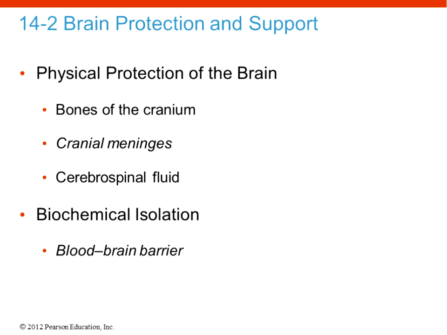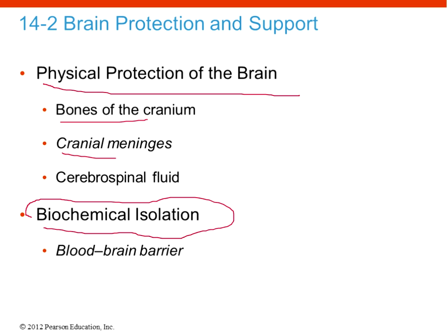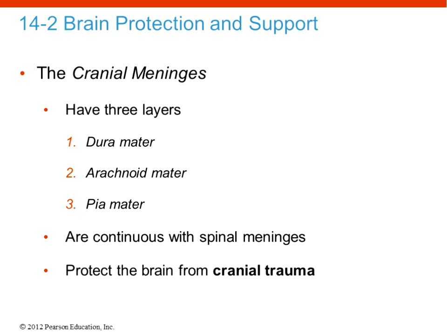You have physical protection of the brain, which are things like the bones of your skull and the meningeal system. And then you also have biochemical protection, or biochemical isolation, by what's called the blood-brain barrier, which selectively isolates contents of the blood from crossing over into the tissue of the brain and spinal cord, but mostly at the brain. So that's what we want to look at first.